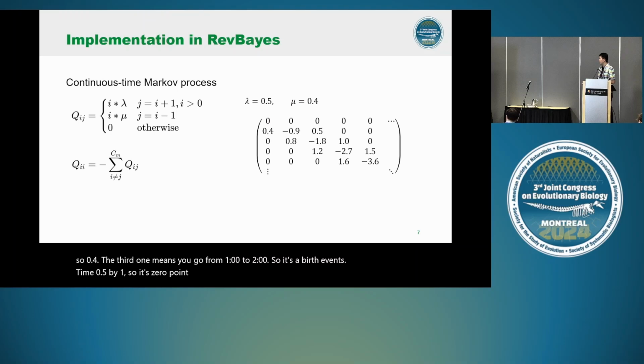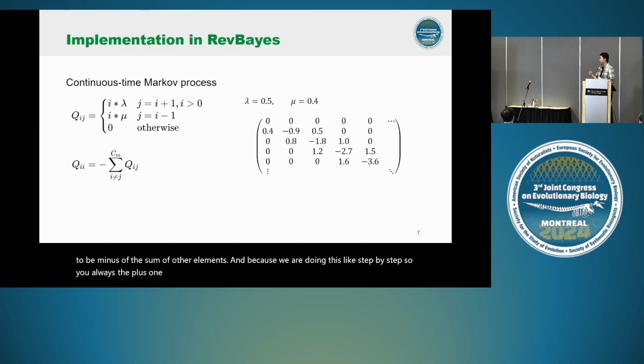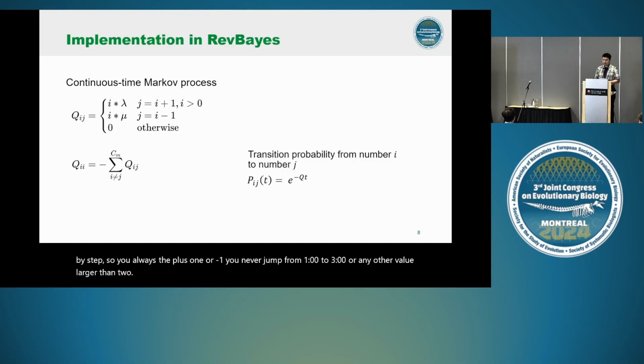Then you balance each line by setting the element on the diagonal to be the negative of the sum of the other elements. And because we are doing this step by step, it is always +1 or -1; you never jump from 1 to 3 or any other value larger than 2. And then we calculate the transition probability using this equation.